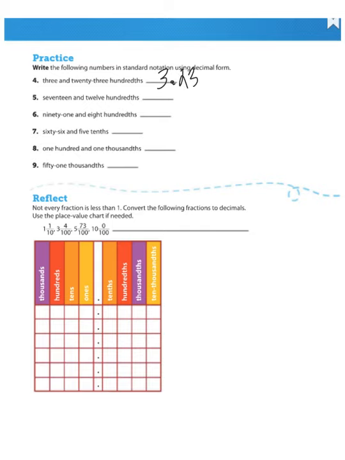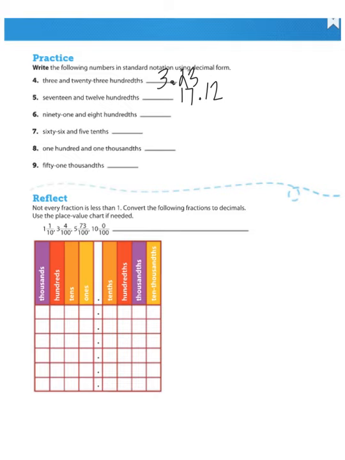3 and 23 hundredths. Number 5, 17 and 12 hundredths. So I have 17, and is where my decimal point goes, 12 hundredths. So hundredths, I'm going to have 2 numbers after the decimal point, so 17.12.